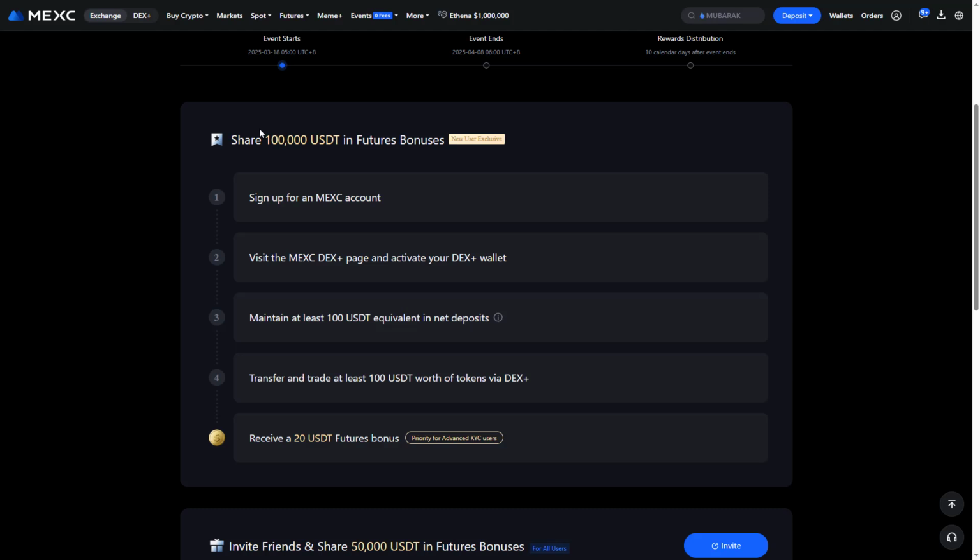To share 100,000 USDT in futures bonuses, you must sign up for a MEXC account, visit the MEXC DEX Plus page and activate your DEX wallet. Maintain at least 100 USDT equivalent in net deposits. Also, you must transfer or trade at least $100 worth of tokens via DEX Plus. You will receive your bonus of 20 USDT in futures bonuses.